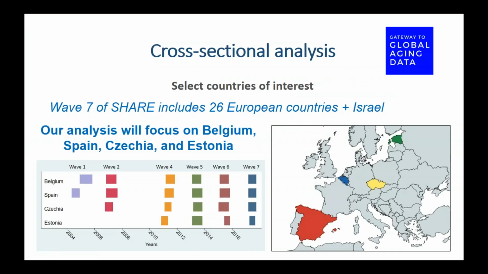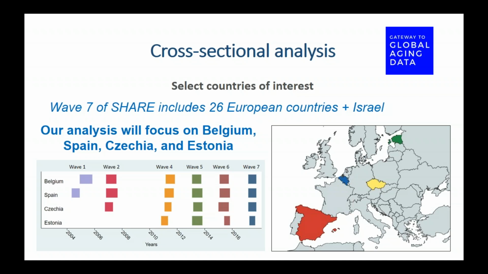So as I mentioned, SHARE has a lot of countries, and for the sake of our analysis, we're not going to look at all of those countries. We're just going to look at 4 countries that were part of Wave 7 of SHARE. Now, Wave 7 of SHARE included 26 European countries and Israel. So for this analysis, we're just going to focus on Belgium, Spain, Czechia, or the Czech Republic, and Estonia. So you can see we've got some geographical variation inside of Europe.